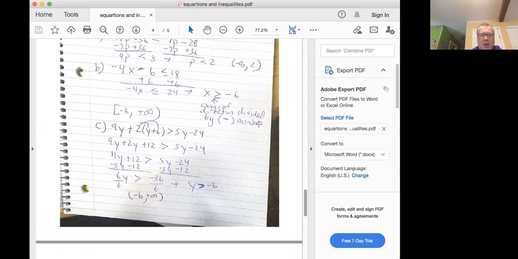For b, we have minus 4x minus 6 is less than or equal to 18. And we have the x's grouped already on this side. So we'll add 6 to both sides. We get minus 4x is less than or equal to 24. Now here again is where we're going to divide.